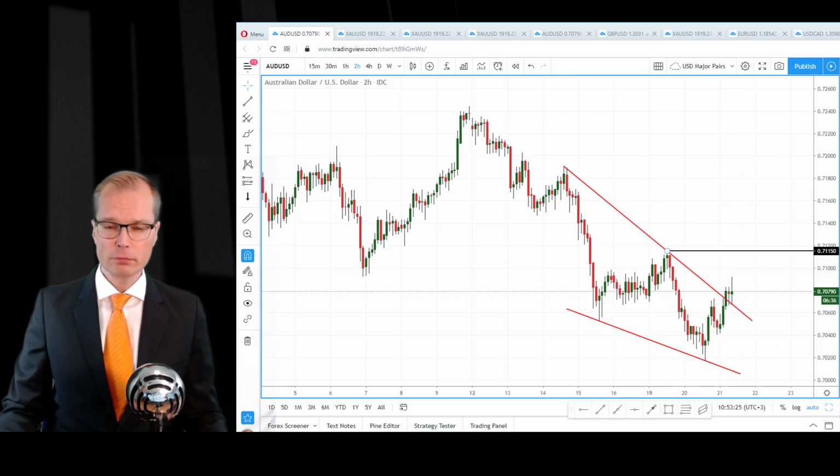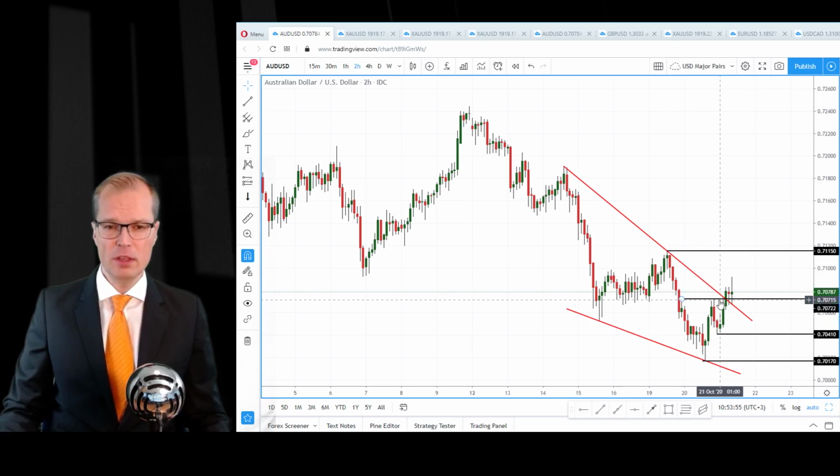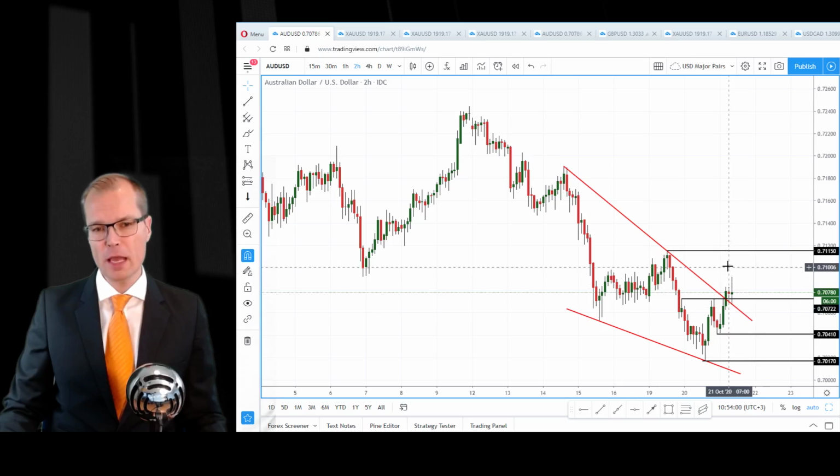So let's see what levels are relevant here. Basically, first of all, this is obviously the next big hurdle that the bulls have to overcome if they intend to really take this market higher. And the most important support at the moment is down here at 70.17. So the next level going up from the low is 70.41.